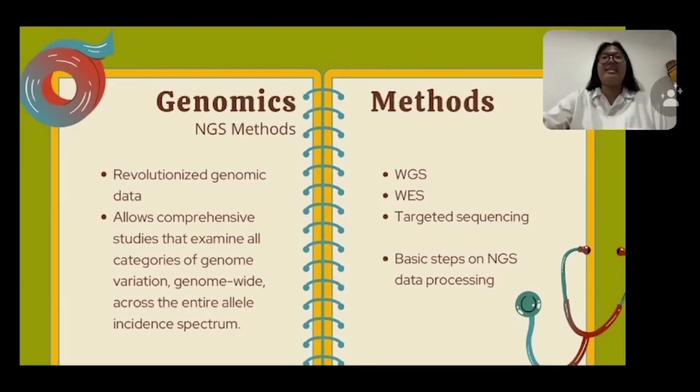NGS technologies have revolutionized genomic data studies by facilitating high-throughput sequencing of genetic materials derived from diverse sources. Next-generation sequencing, or NGS, was first implemented in genomic research to discover variants in DNA sequence. There are numerous methods used, comprising whole genome sequencing, whole exome sequencing, and targeted sequencing.